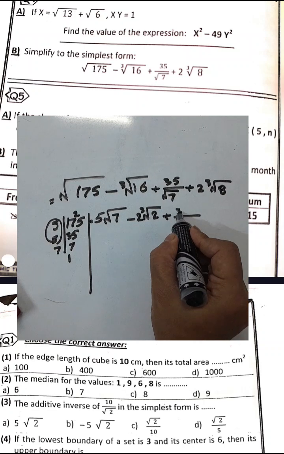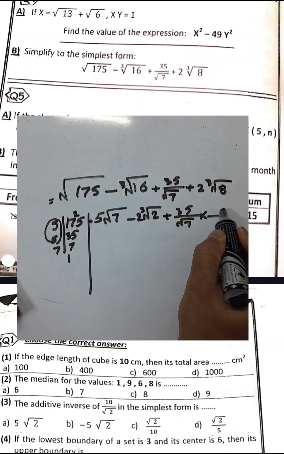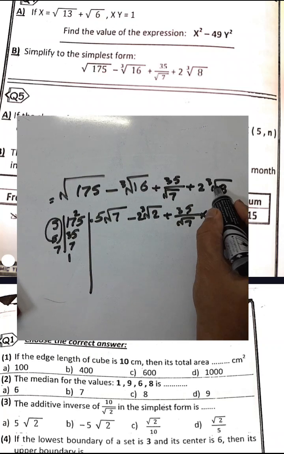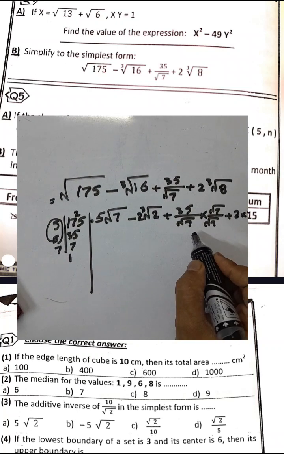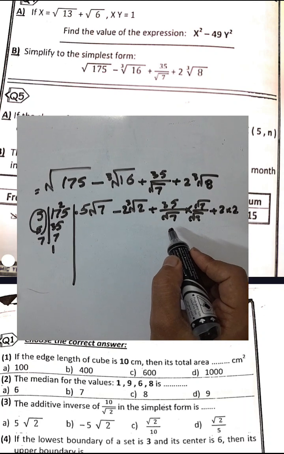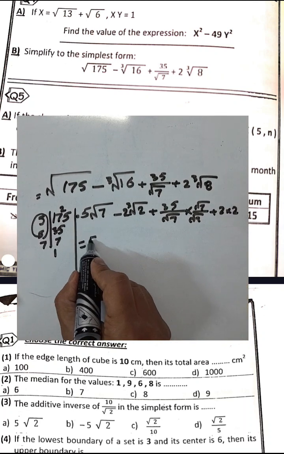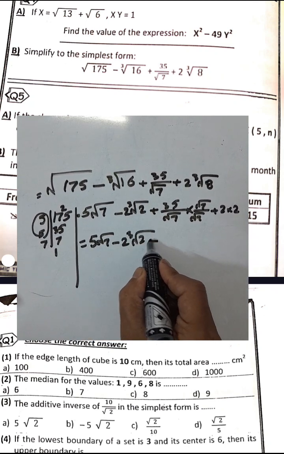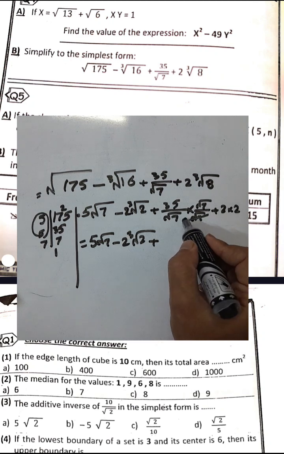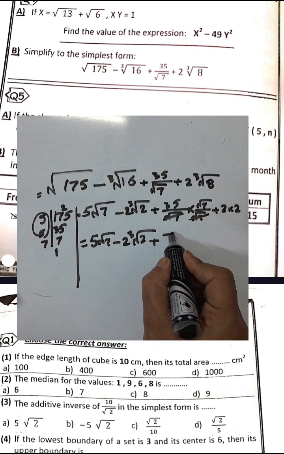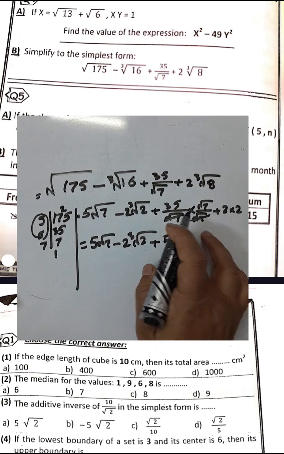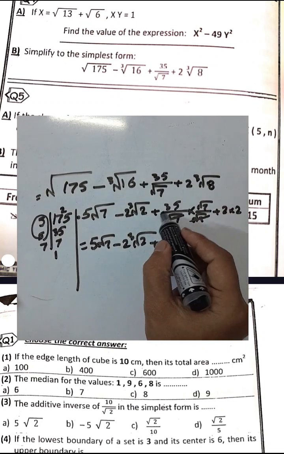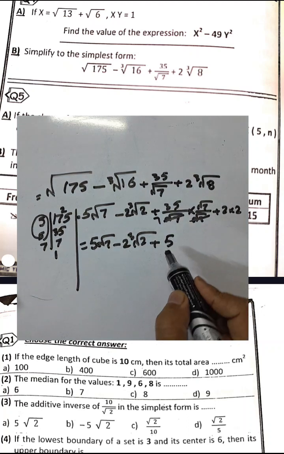Plus 35 over root 7, product by root 7 in numerator and denominator, plus 2 product by cubic root of 8, it will be 2. Okay, and then 5 root 7 subtract 2 cubic root of 2. Sorry, again: root 7 times root 7 is 7. Okay, you can write here 7. 35 divided by 7 equal 5.